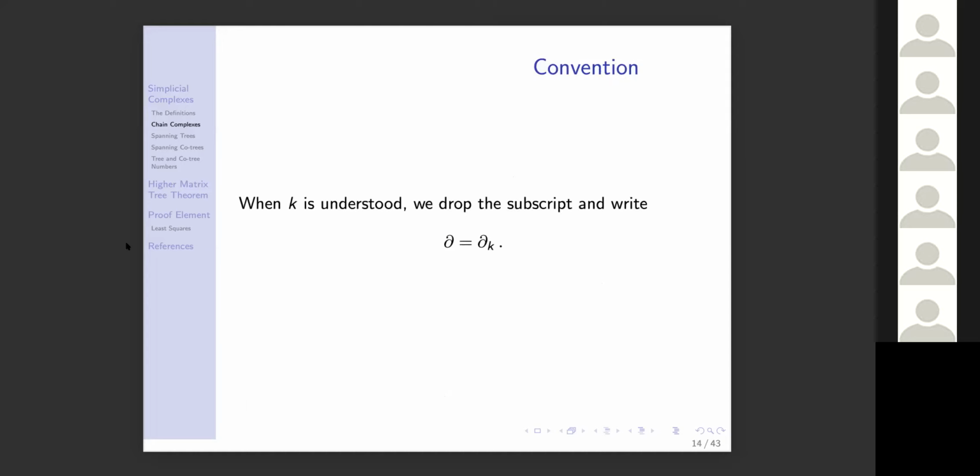Okay, so when K is understood, we drop the subscript in the boundary homomorphism and just write boundary instead of boundary K. I'm getting rid of clutter here. That's the whole point.